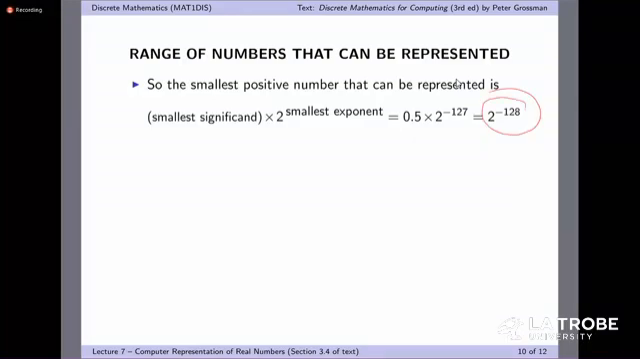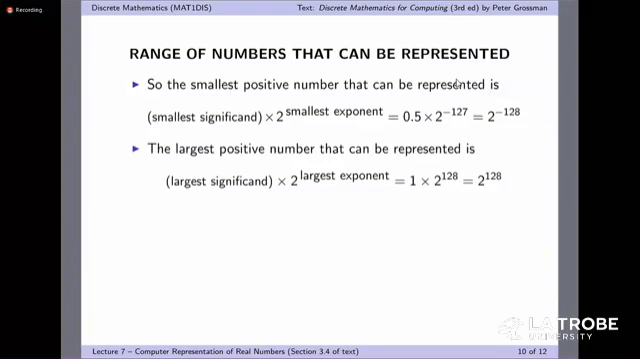Now, can you calculate the largest possible value? What do you think that would be? 128. 2 to the positive 128. The largest significand, which is extremely close to 1, times 2 to the power of the largest exponent, which is 128. So on a 32-bit computer, you can represent numbers between 2 to the power negative 128 and 2 to the power positive 128.